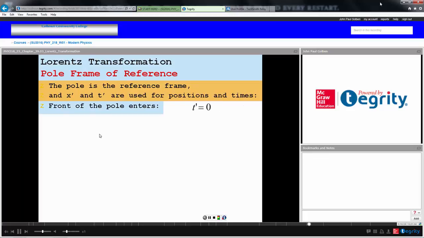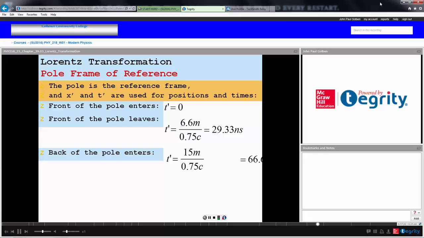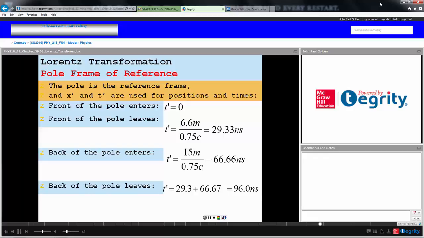Well, the front of the pole will enter at t equals 0, t prime equals 0. The front of the pole will leave when the pole has gone the full distance of the barn, which is contracted to be 6.6 meters long. That's going to be at 29.33 nanoseconds. Whoa. Back of the pole will enter when the pole has gone its full length, 15 meters, at 0.75 c velocity. That's going to be 66.66 nanoseconds. And the back of the pole will leave when it's gone the full distance of the barn after that, 96 nanoseconds.